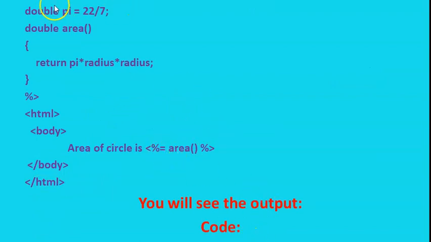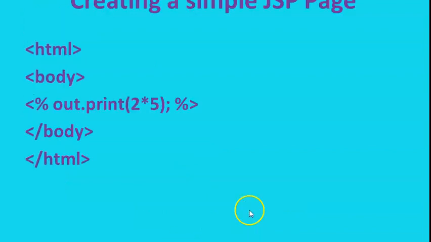Here variables are declared: radius equal to 7, pi equal to 22.7, and then you have to write the function area, which returns pi into radius, that is pi r squared. And then inside that body tag, we are calling that function, inside the scriptlet tags, calling it as equal to area. The function is called. Then we will get the result like this.